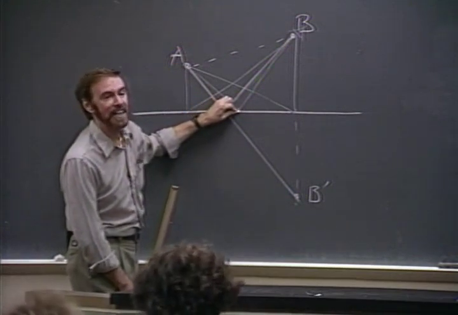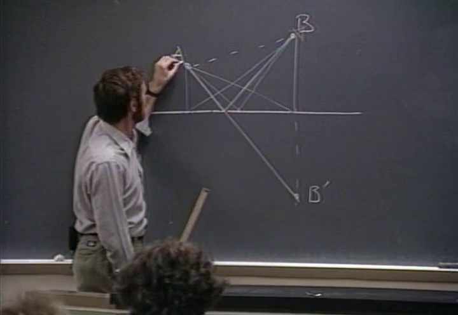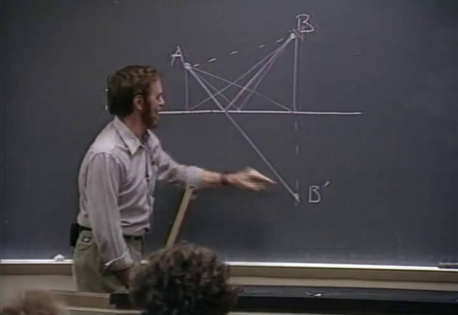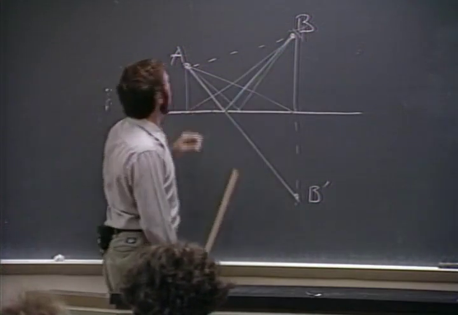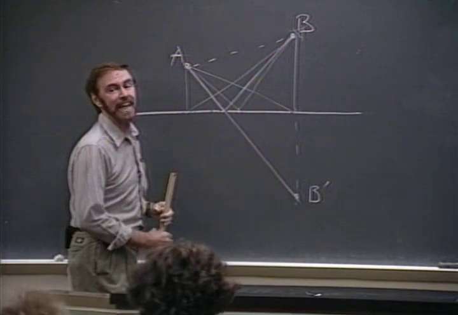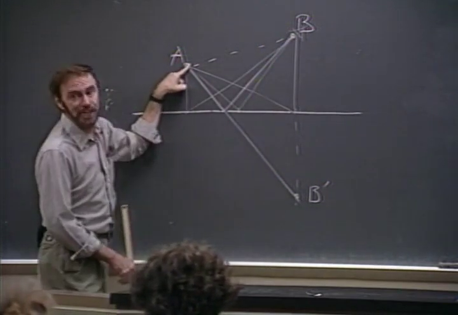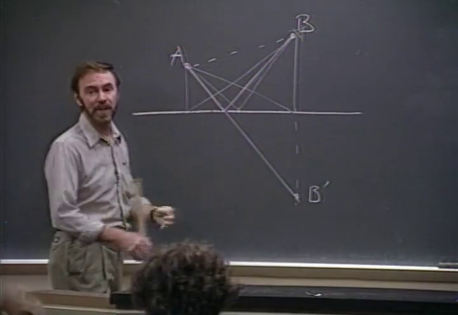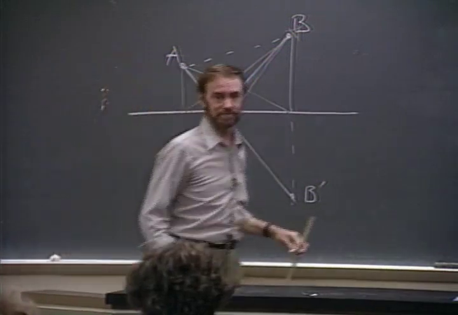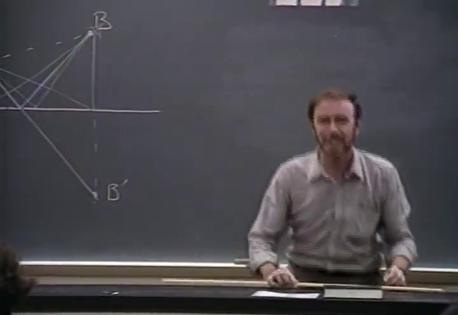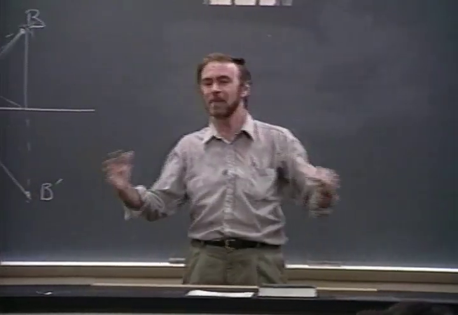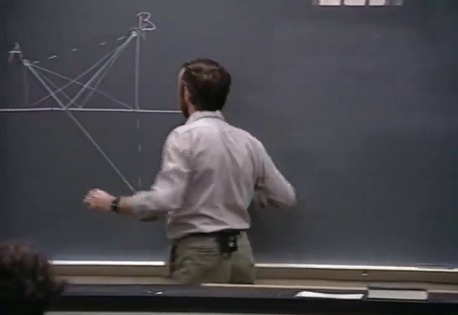Now I've got an exercise for you. What I've done is I've shown where the image of B would be down here. What would be the path of least time to go from B to A? Can you, at your seats, fold A down and do it? Go. Do you know what I'm saying? I'm saying do it all over again.